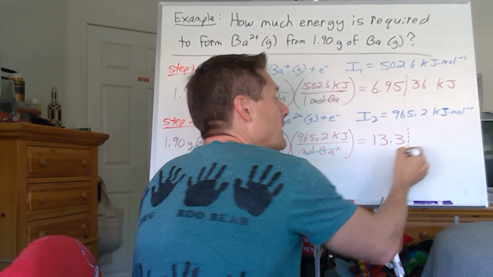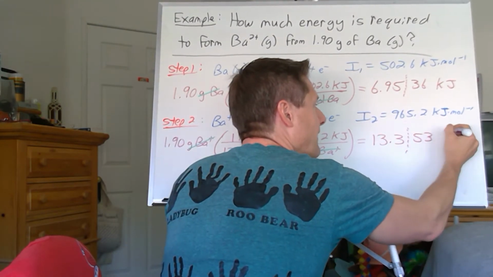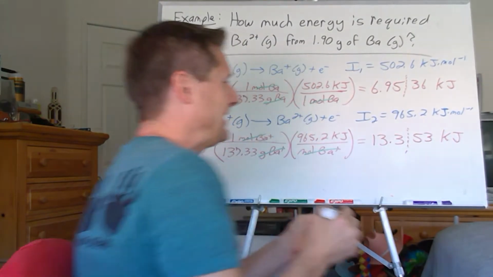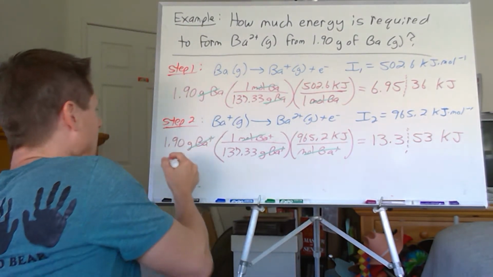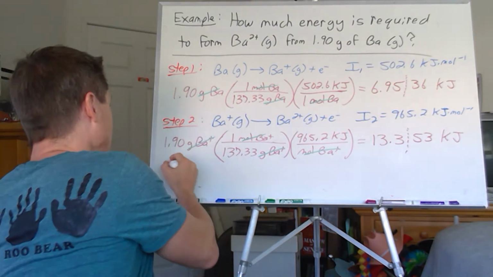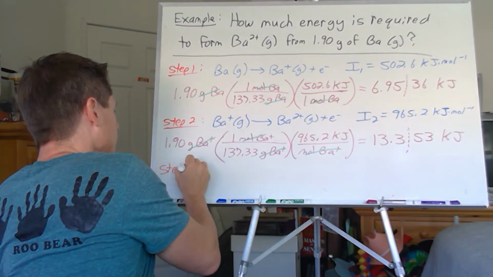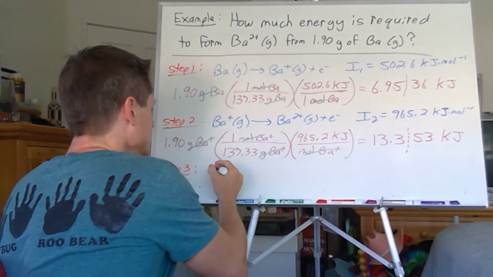13.3. There's my 3 significant digits. 53 kilojoules. Now we can just add those together. Good thing it wasn't like a +3 or +4 cation. We have to do every single step, right? So let's add these babies together.